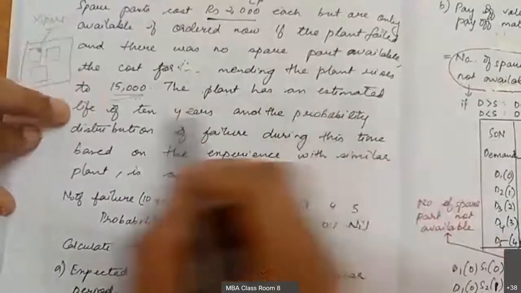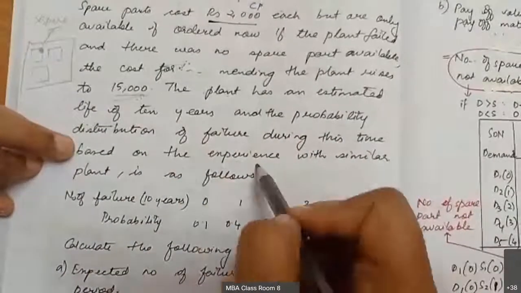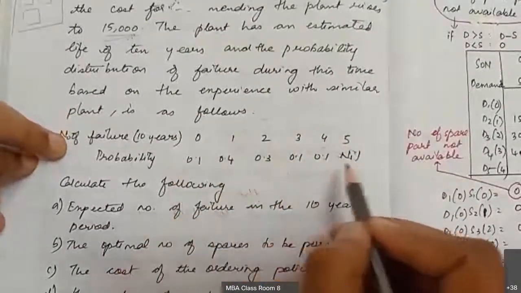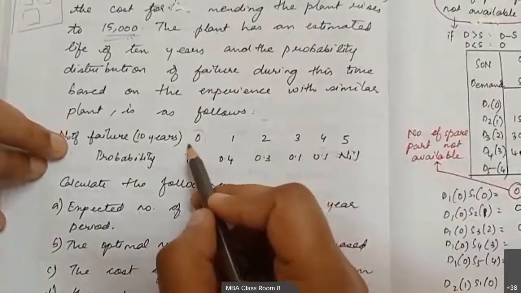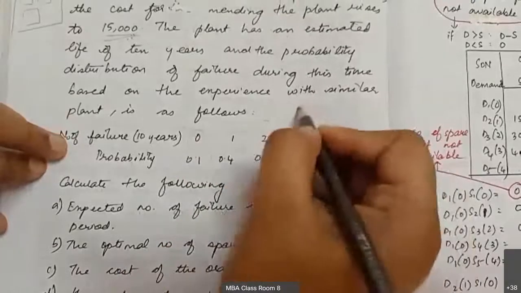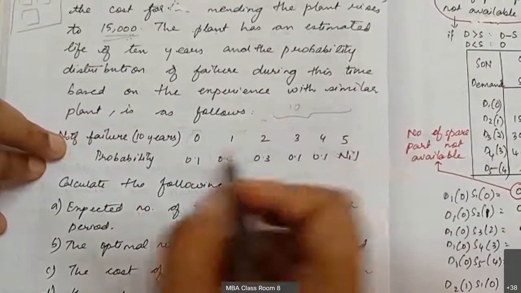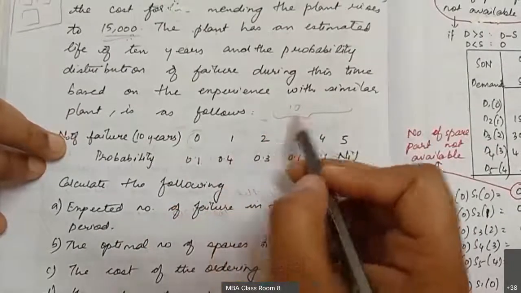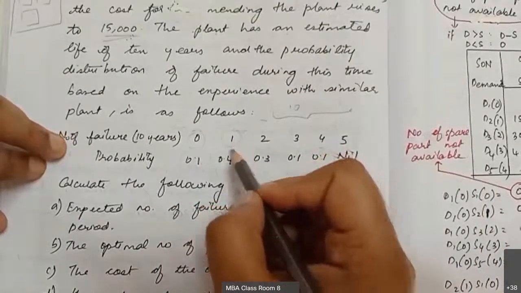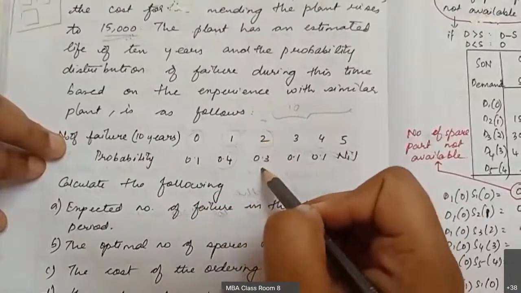The plant has an estimated life of 10 years and the probability distribution of failure during this time based on the experience with similar plant is as follows. So the probability values given here are for the 10-year period. The probability of zero failures is 0.1. Considering this 10 years, the probability of one error or one failure is 0.4. Similarly, the probability of two failures is 0.3.